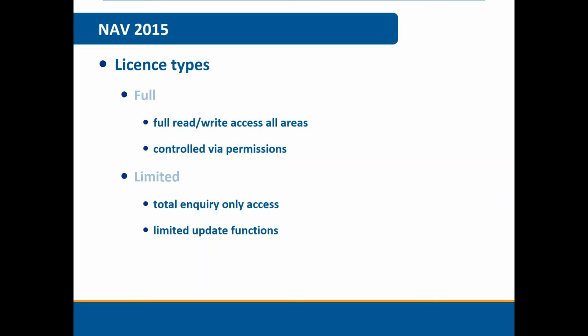So I'll give you some generic examples. For example, if you've got people entering timesheets into jobs or projects, you only need a limited license for that. Or if you've got users that are raising purchase orders or approving purchase orders, you only need a limited user for that as well. So it's not just an inquiry, it can be used to input information as well.